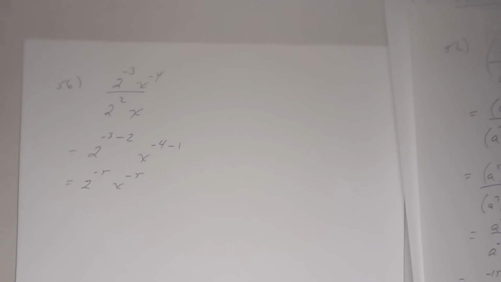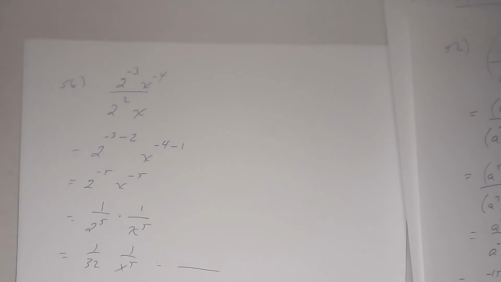Am I done? No. Okay, so again, the best way to do that is to deal with each one individually. What's 2 to negative 5 the same as? 1 over 2 to the 5th times. What's x to negative 5 the same as? So that's where I'm at. All right, now, what's 2 to the 5th? 32. So that's 1 over 32 times 1 over x to the 5th, right?